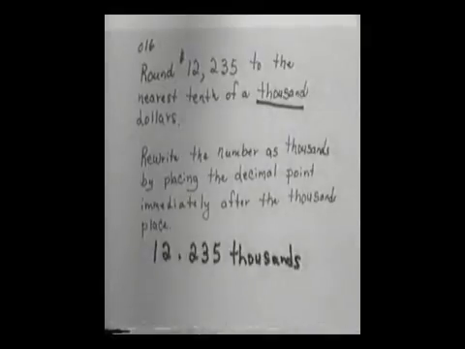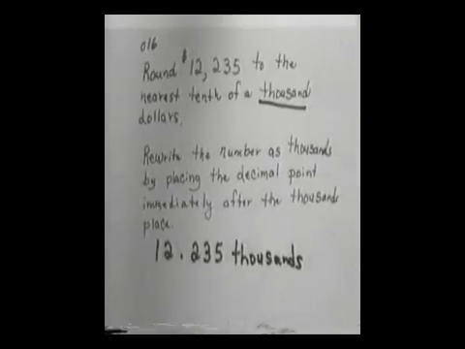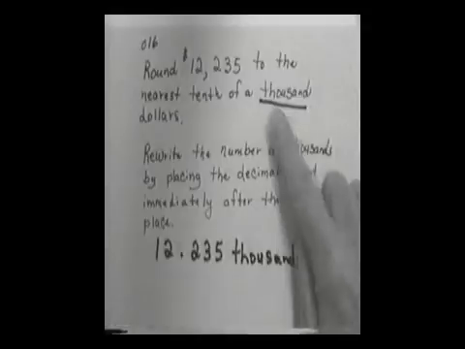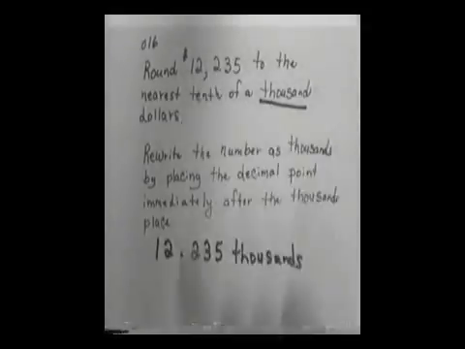So we actually have 12 and 235 thousandths. Okay, we have 12.235 thousandths is what we have. So since we wanted to have thousands, we just make our 12, put our decimal after the 12, and then the other digits become decimal numbers.